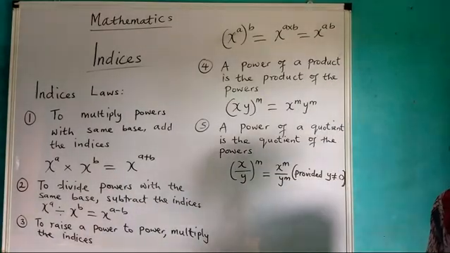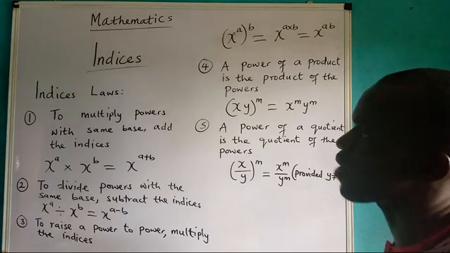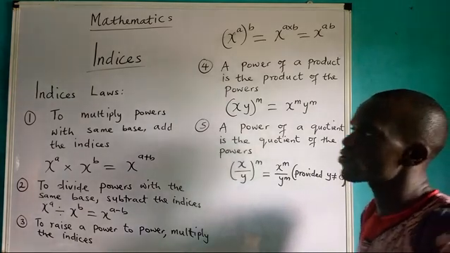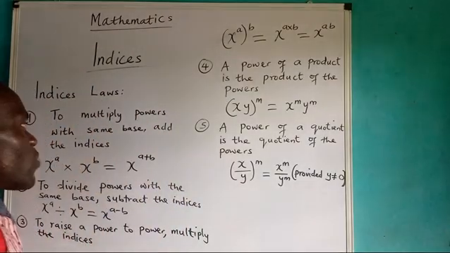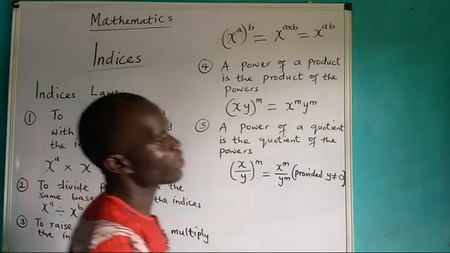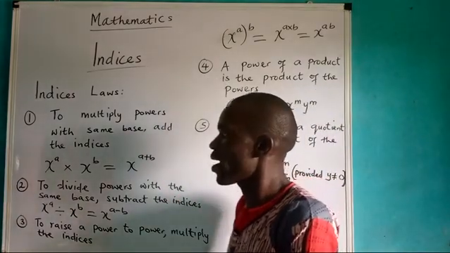Thank you for joining me on this platform to further discuss indices. Last time we looked at the concept of indices, and we said indices is the plural form of index, and we also discussed index number. We said an index number is a number which is raised to a power. The power, also called the index or exponent, tells you how many times you have to multiply the number by itself.